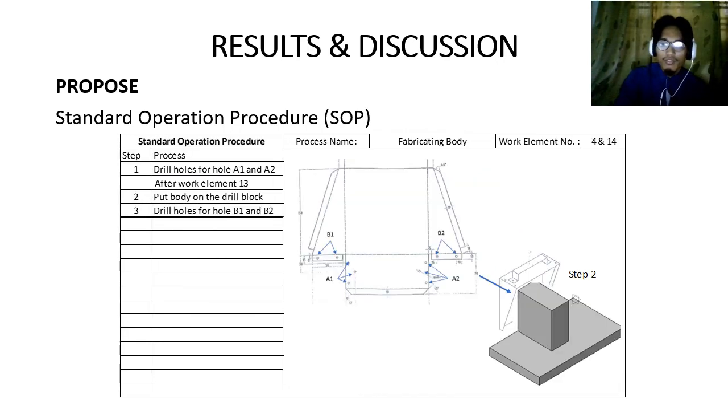This is the SOP for work element number 4 and 14 of fabricating body, which is drilling hole. Before this, students were always confused about which holes need to be drilled first. Because of that, after bending, the holes don't match and they need to drill the hole back. So this can contribute to the low quality of product.